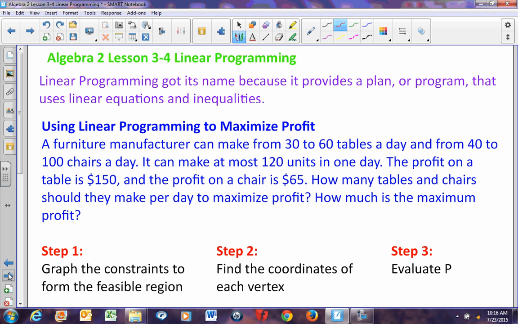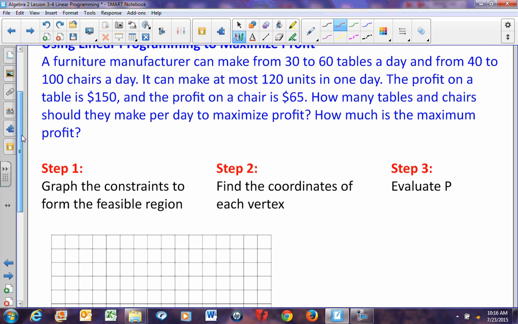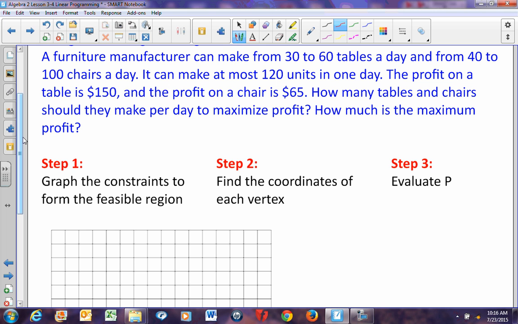Okay. Linear programming got its name because it provides a plan or program that uses linear equations and inequalities. So let's take a look at using linear programming to maximize a profit. A furniture manufacturer can make from 30 to 60 tables a day and from 40 to 100 chairs a day. It can make at most 120 units, which means either chairs or tables, in one day. The profit on a table is $150 and the profit on a chair is $65. How many tables and chairs should they make per day to maximize their profit, and how much is the maximum profit?